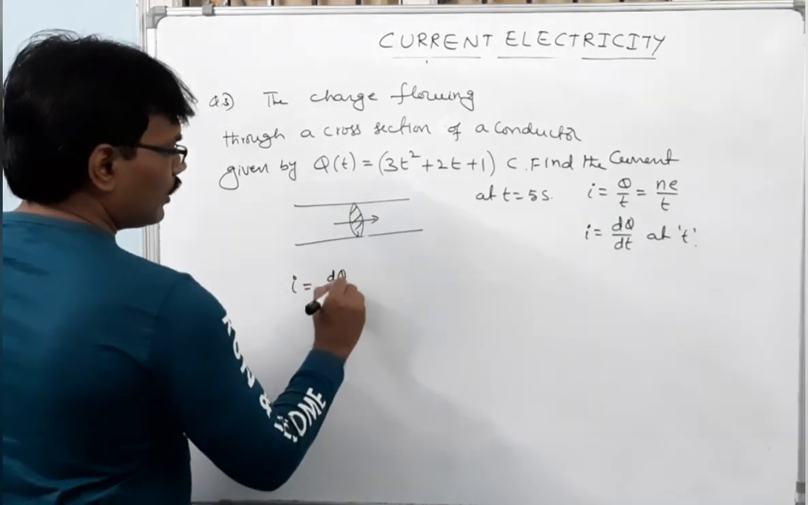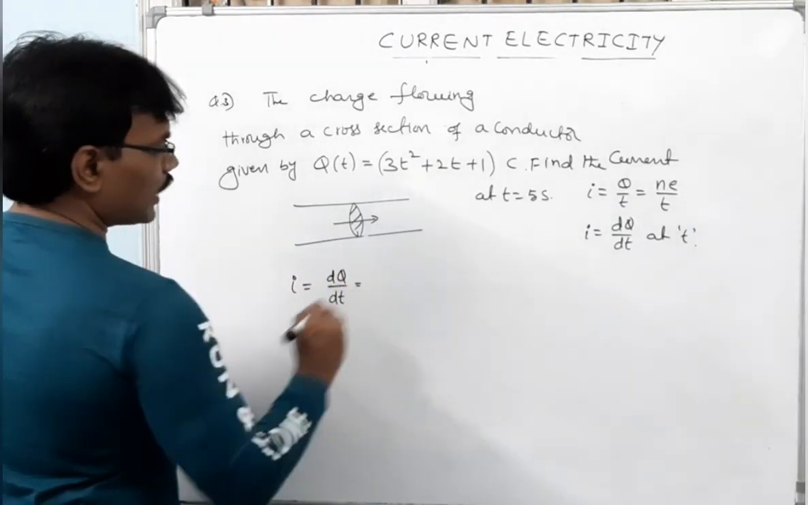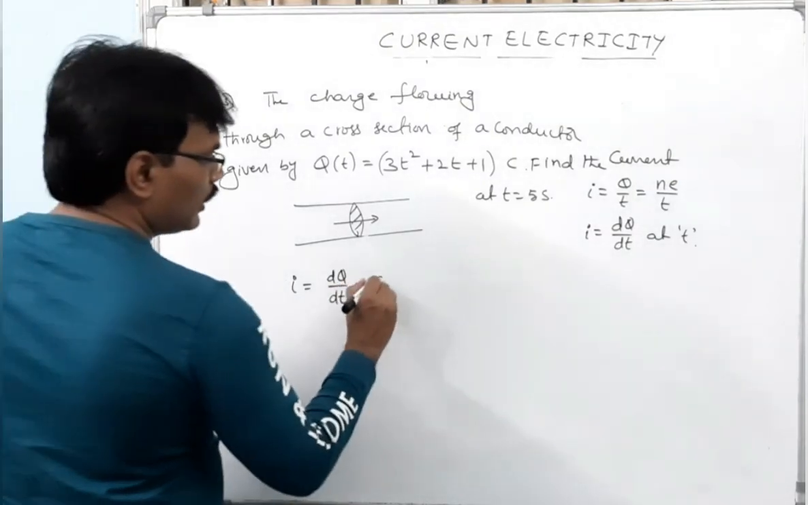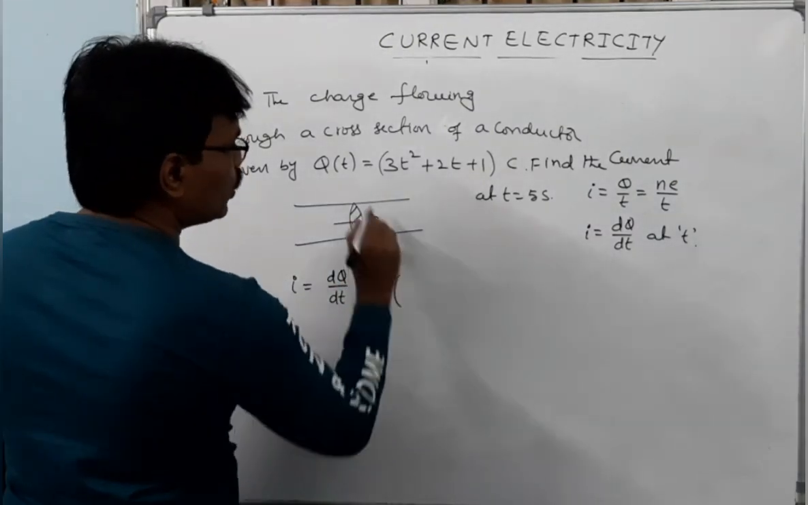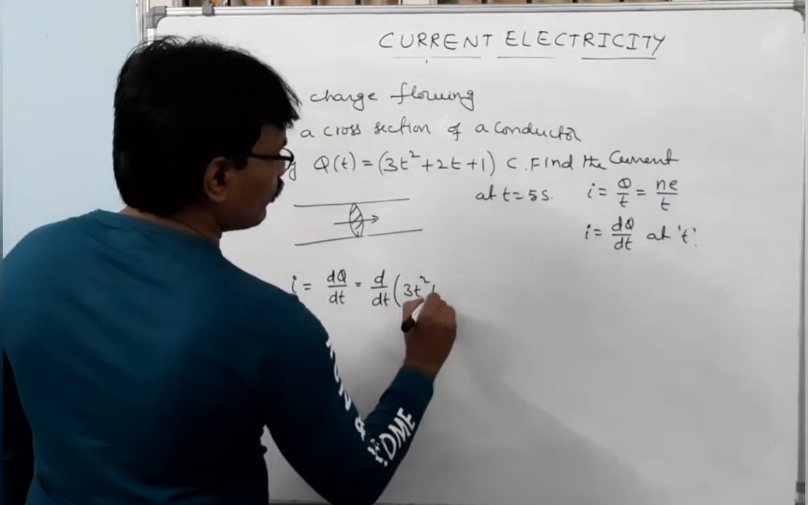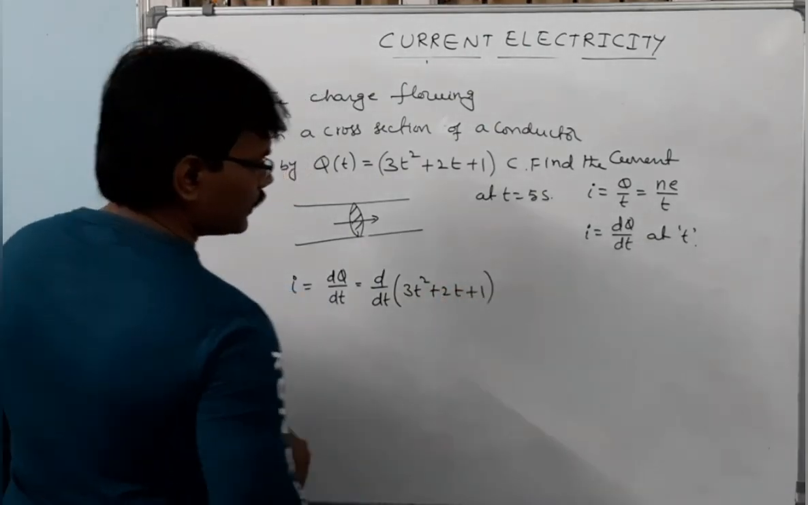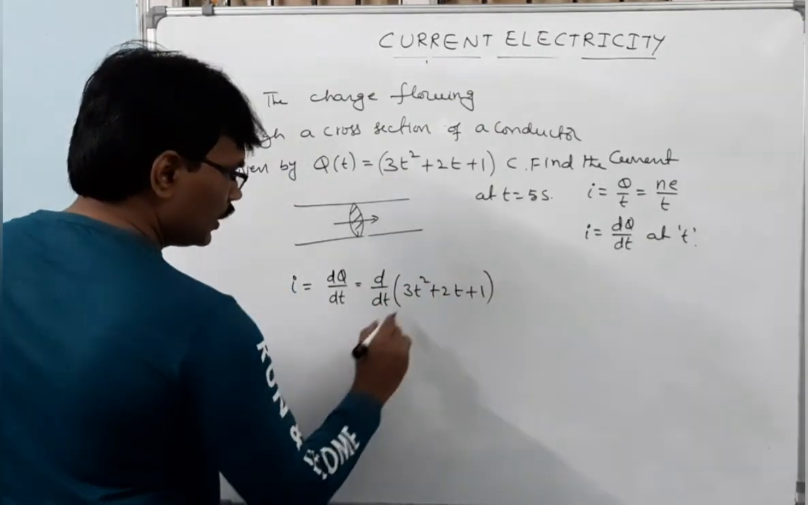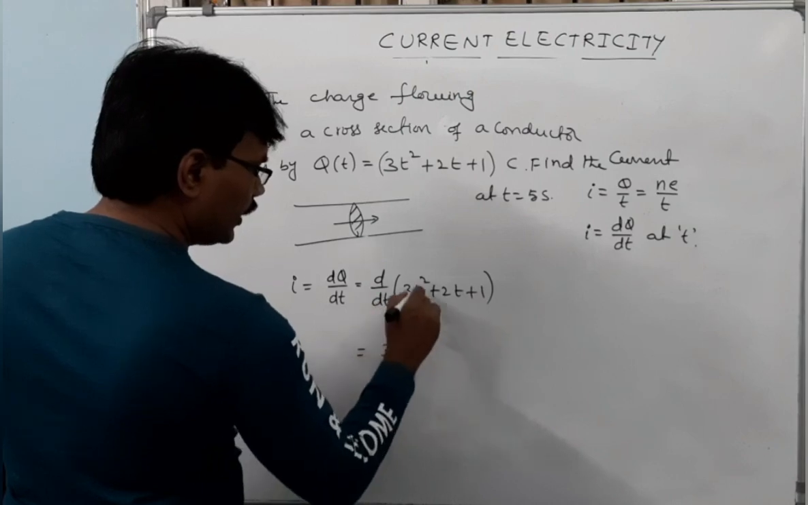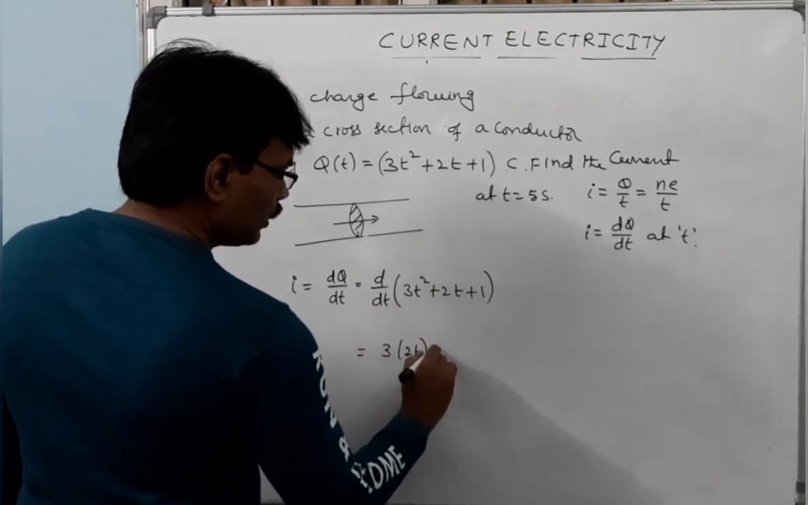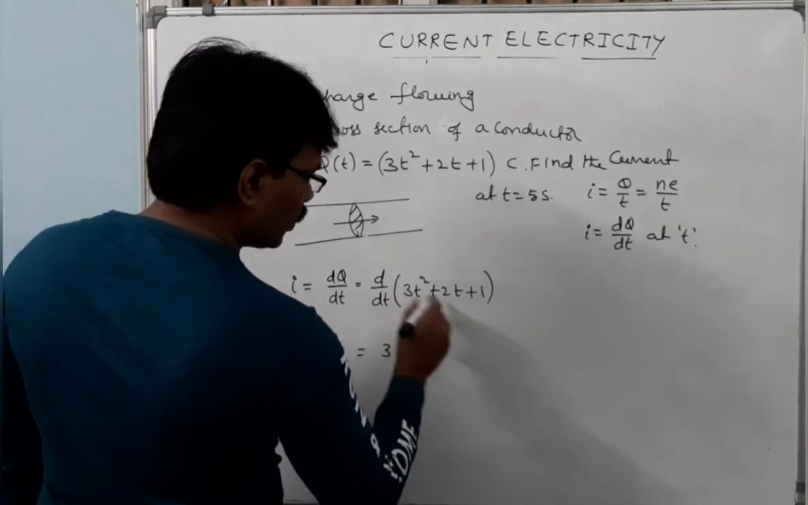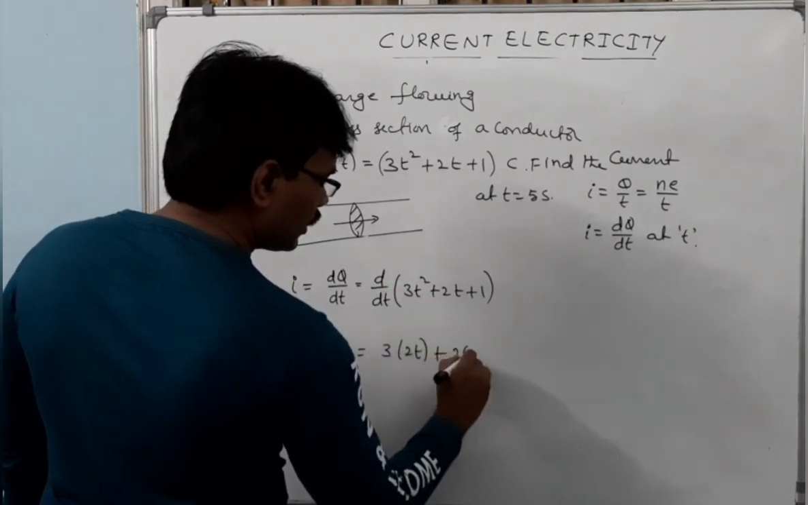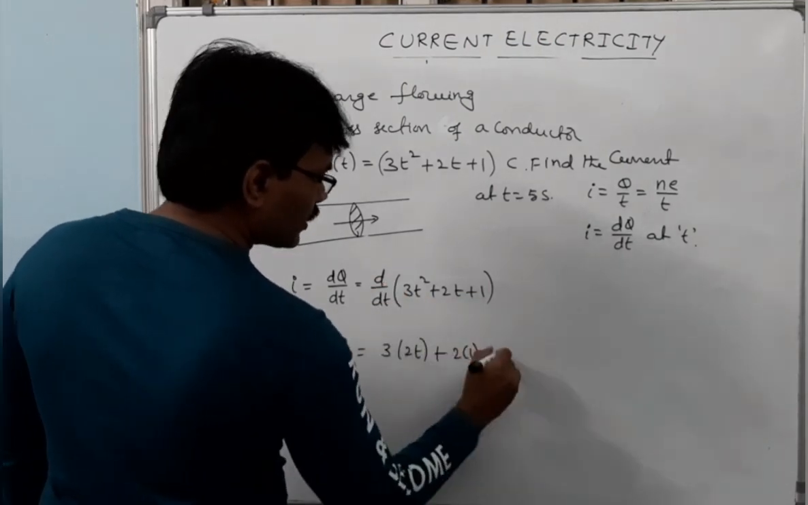So first of all we should find out, with respect to time, what is the current. Current equals dq by dt. That means d by dt of q, which is d by dt of 3t square plus 2t plus 1. Now, the differentiation formula: 3 into d by dt of t square, which is 2t, plus d by dt of 2t, where 2 is a constant and d by dt of t is equal to 1. Therefore 1, plus d by dt of 1, a constant, is 0.